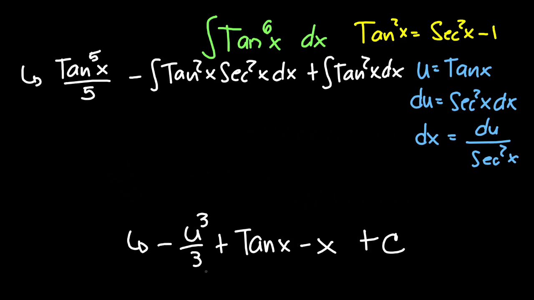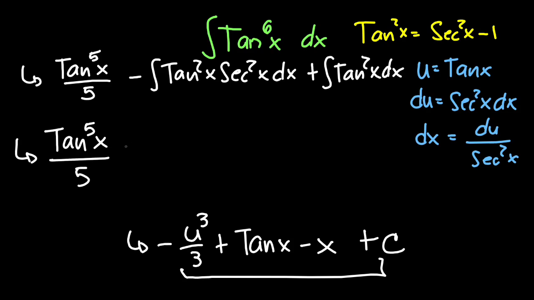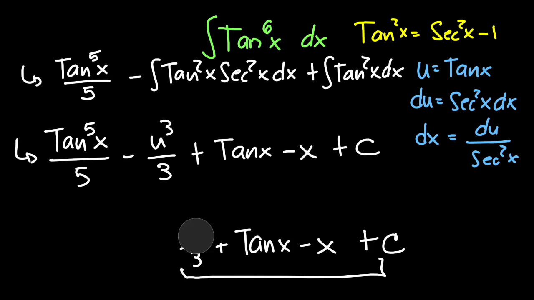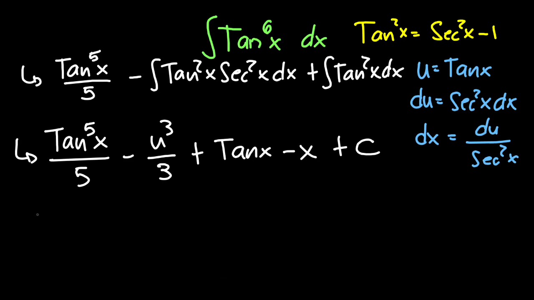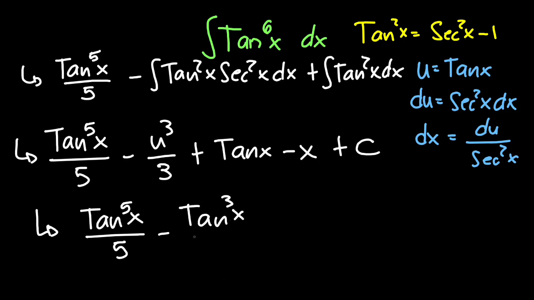And now this is the integral that corresponds to these two. Now let's just mix all of our answers, starting with this first one. It will be tan to the power 5 of x over 5 minus u cubed over 3 plus tan x minus x plus c. And now for our final answer, let's just put u back into its original form. So this would be tan to the power of 5 of x over 5 minus tan to the power of 3 of x over 3 plus tan of x minus x plus c.